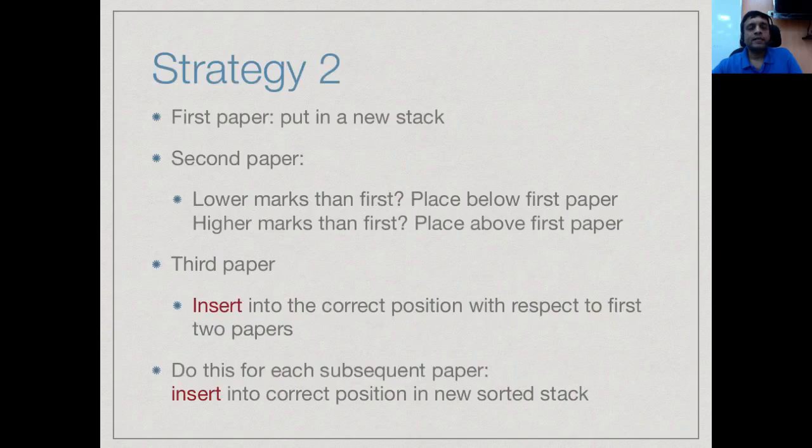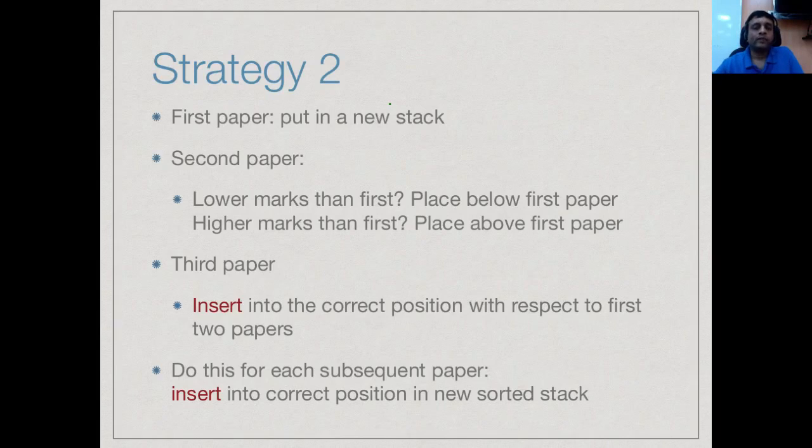So a second strategy to sort this bunch of exam papers would be the following. You take the topmost paper in this stack that you have and create a new stack with that. Now you take the second paper and compare it to the first paper. If the mark is bigger, you put it above because you want it in descending order. If the mark is smaller, you put it below. So after this step, you have a stack of two papers in descending order.